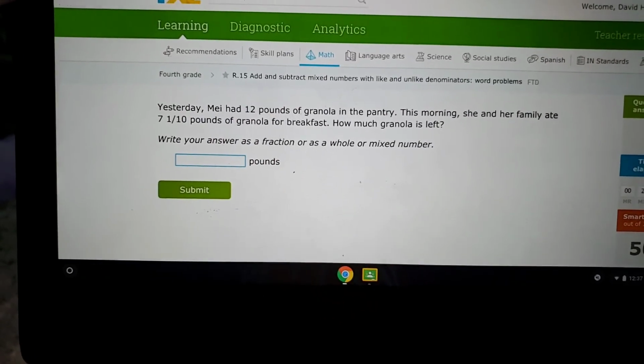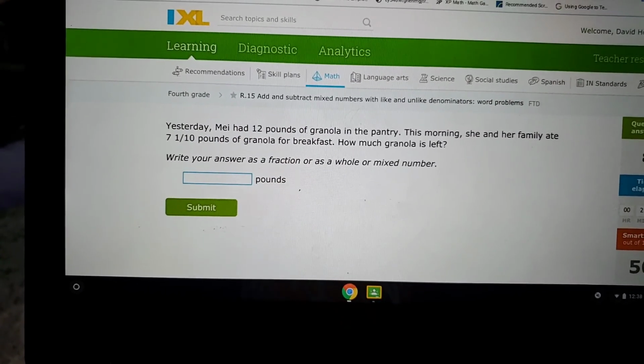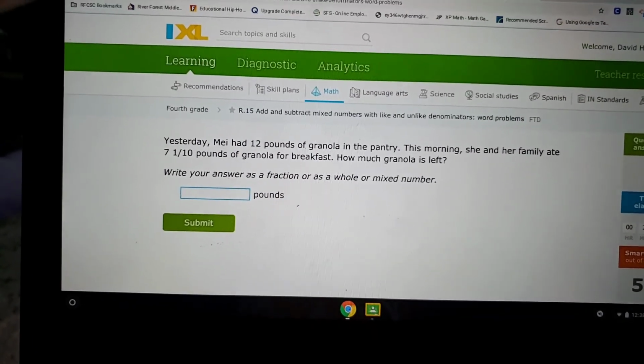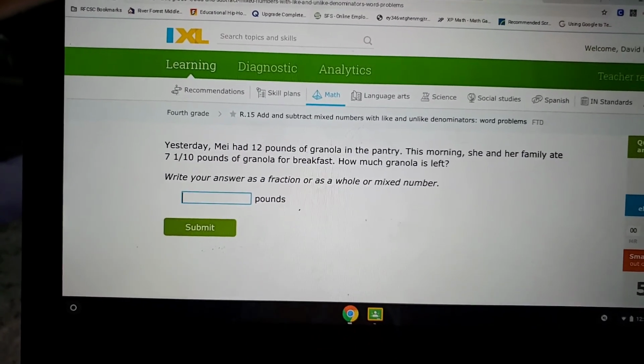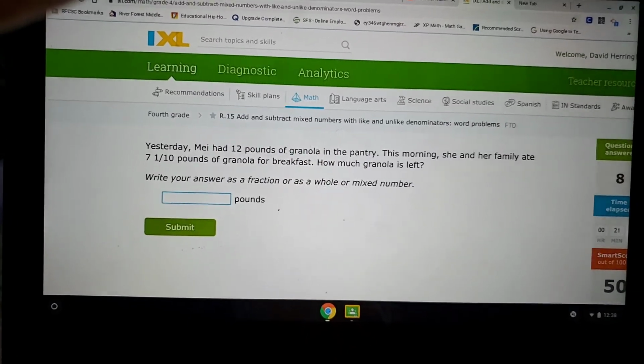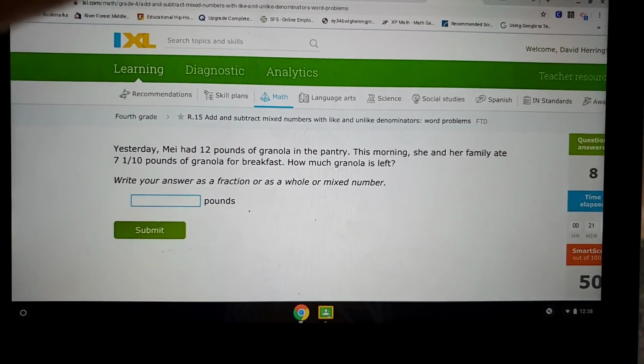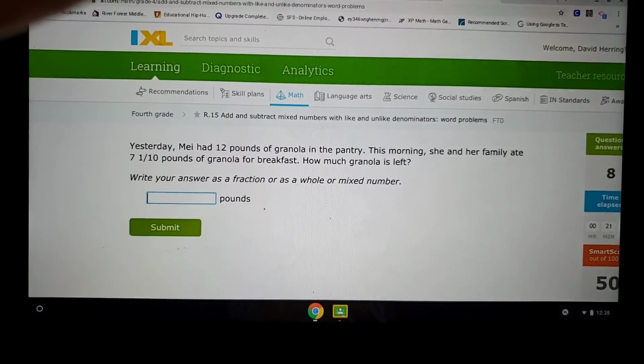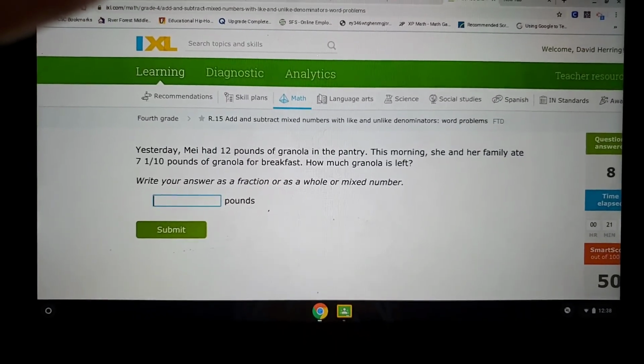Yesterday, Melly had, there's no L in her name, it's just me, had 12 pounds of granola in the pantry. This morning, she and her family ate 7 1/10 pounds of granola for breakfast. How much granola is left?